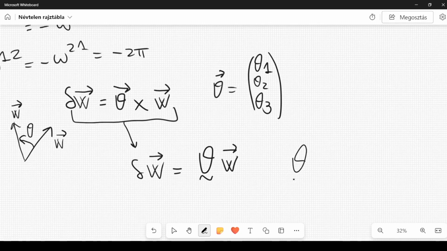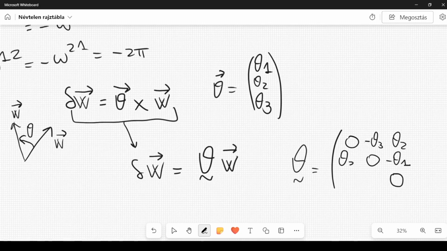The matrix theta has the following form. It has, of course, zeros on the diagonal because it is anti-symmetric. Then the components theta 1, theta 2, theta 3 are written like this. We have minus theta 3 here, theta 2, minus theta 1. Then, since it must be anti-symmetric, the minus theta 3 here becomes theta 3 under the diagonal. Then we have minus theta 2, theta 1, and that's it.